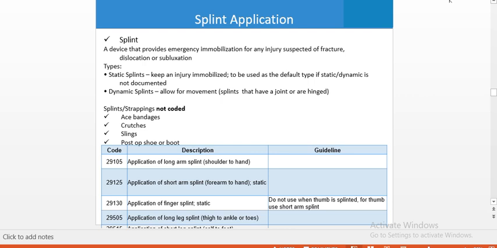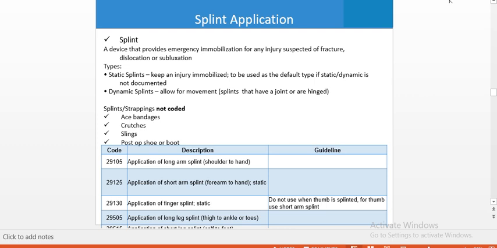We will look at static splints first. So what is meant by static splint? Static splints keep an injury immobilized, and they are to be used as the default type if static or dynamic is not documented. Static splints will not move the injury. Immobilized means they will not move the injury, and the default type is static. So whenever the physician does not mention static or dynamic in the ED reports, we need to take static as the default code.